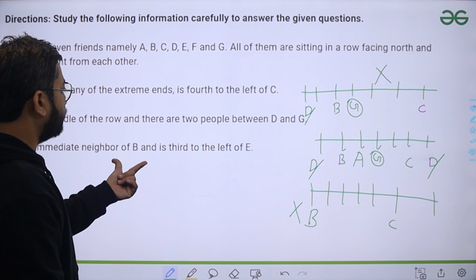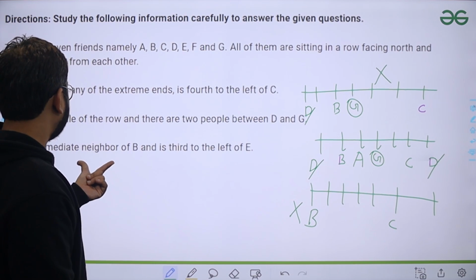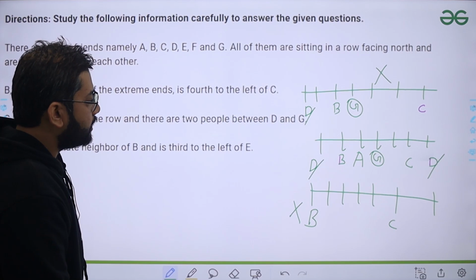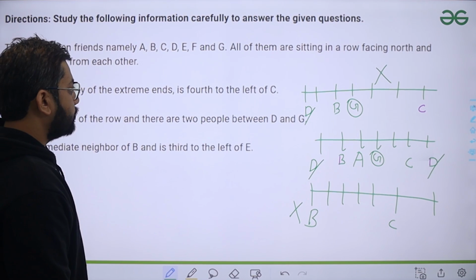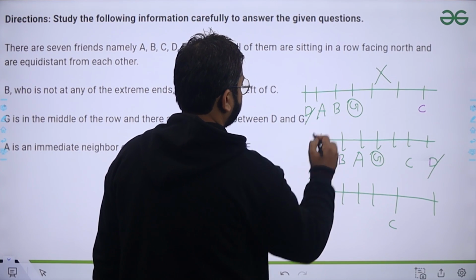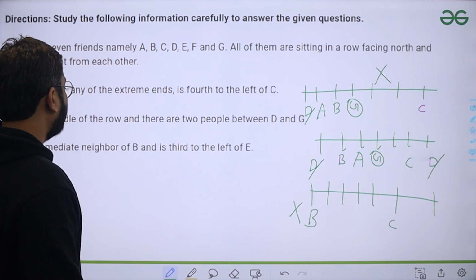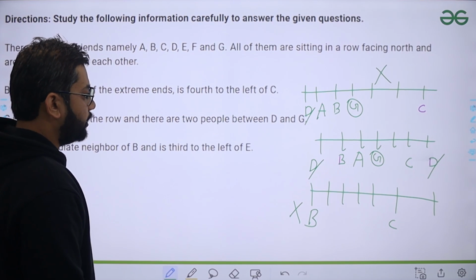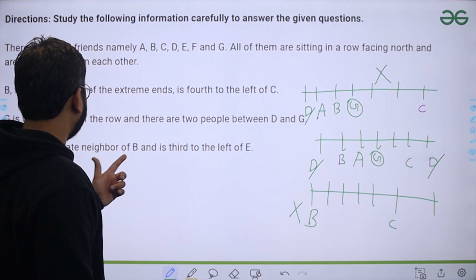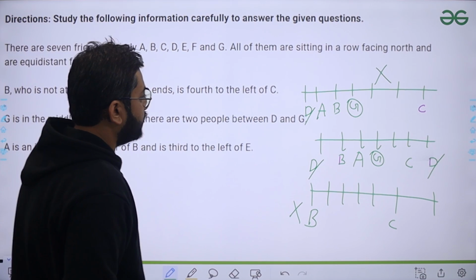A is immediate neighbor of B. Okay, so A is immediate neighbor of B. ये भी हो सकता है, अभी डायग्राम कैंसिल नहीं हुआ है. And is third to the left of E. Okay, A is immediate left of B and is third to the left of E.